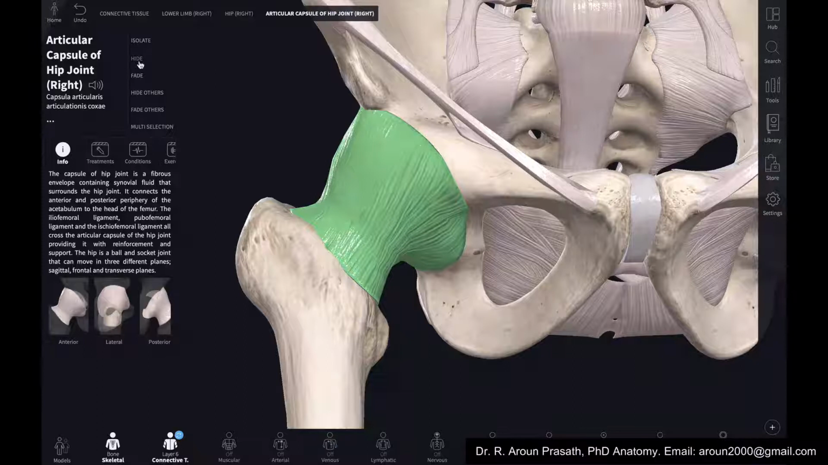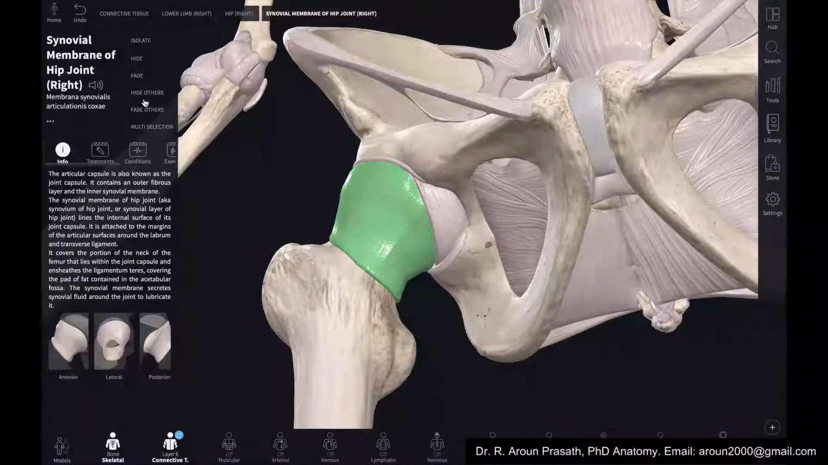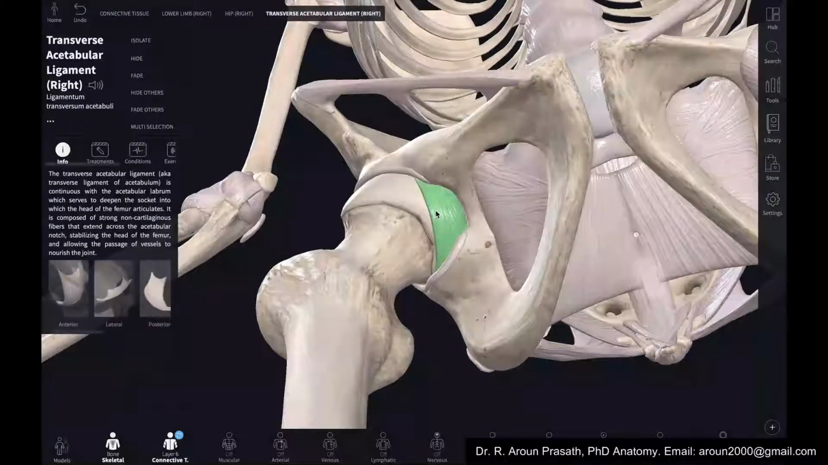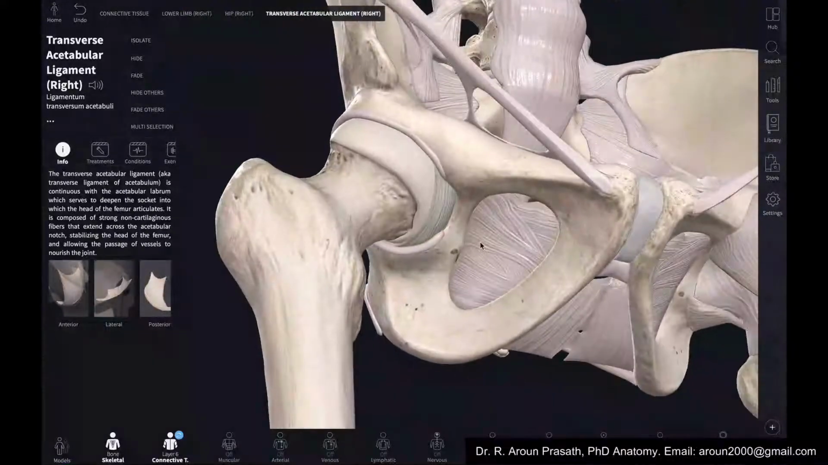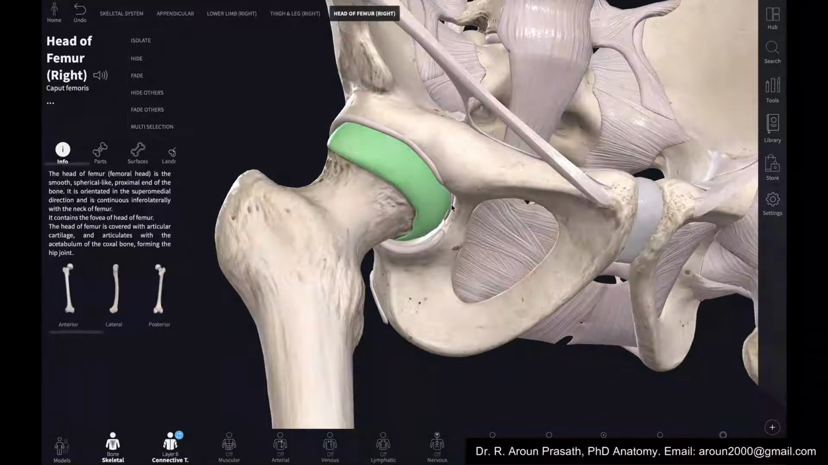I will remove it, then you can see the synovial membrane. This is the synovial membrane, which is secreting the synovial fluid for lubricating the articulating surface. I will remove that. And now if you see this one, this is the transverse acetabular ligament. This is the transverse acetabular ligament, and I want to show you one more ligament.